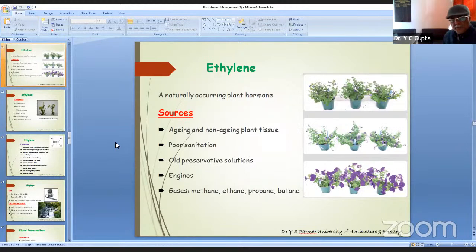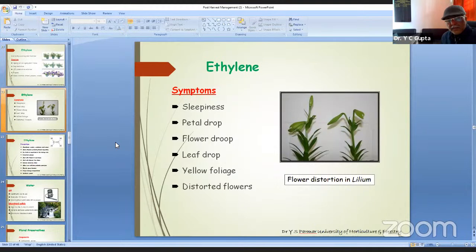And ethylene definitely, aging is a source of reducing the flowers' vase life, whereas it is beneficial for certain fruits. We need a preservative which inhibits the ethylene production. So gases like methane, ethane, propane, butane are also used for controlling the vase life of the plants. Sleepiness, you see, this is very common in lilium as well as in roses.